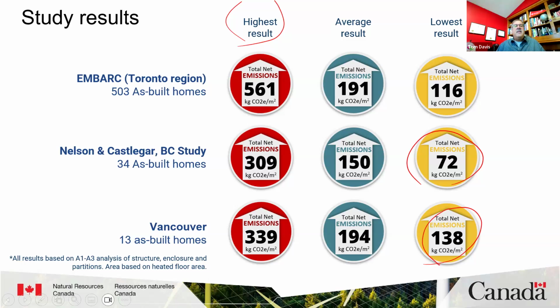The averages of all the buildings in each study show a range from 150 to 194 kilograms of CO2 equivalent per square meter. And we're relatively consistent despite differences in climate, location, and building style. From these studies, we can begin to see that there's a relatively consistent average among new homes in Canada, but also that it's possible to achieve results that are either much higher or much lower than this average.